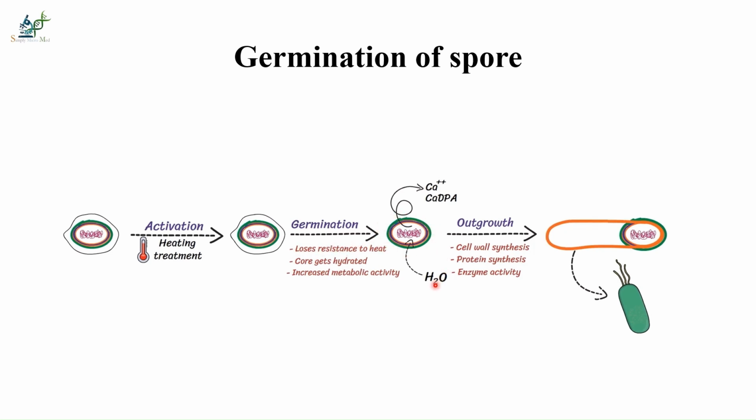And again, when we give water to these spores, they will release calcium and dipicolinic acid. After that, the outgrowth will take place. That means during this outgrowth, cell wall synthesis, protein synthesis, and enzyme activity will be at a high level. At last, the spore will be converted into a vegetative cell. That means germination of spore is a reversal process of sporulation. The resting phase of the spore will be converted into the vegetative phase of the bacteria.